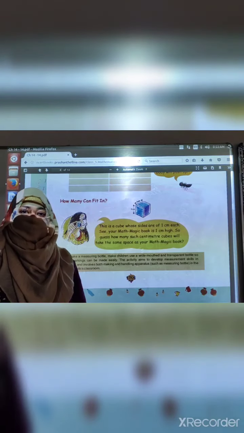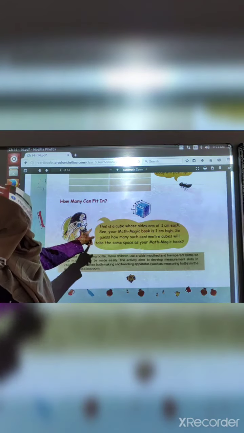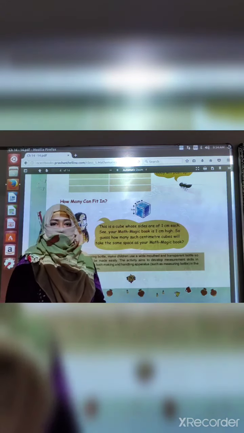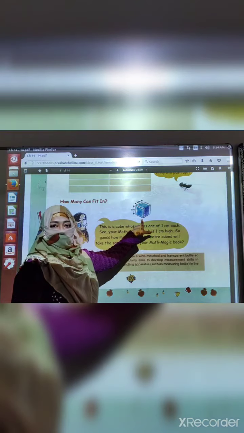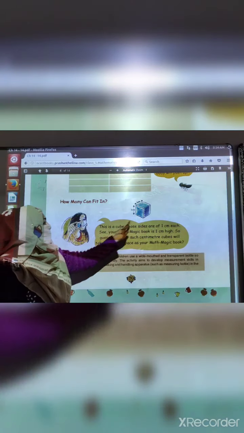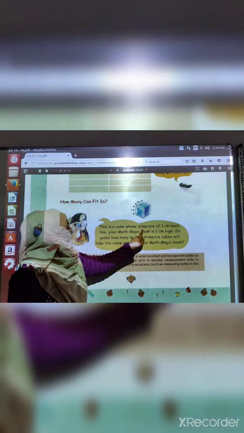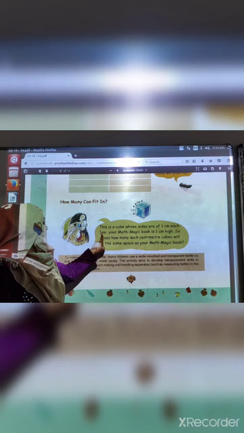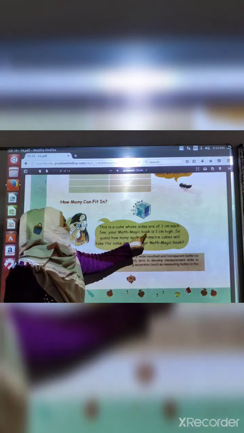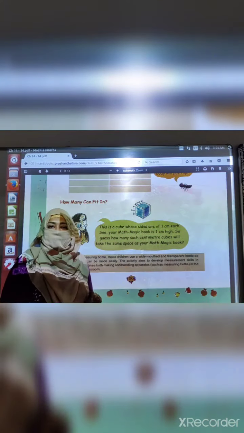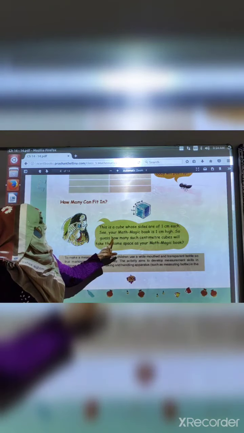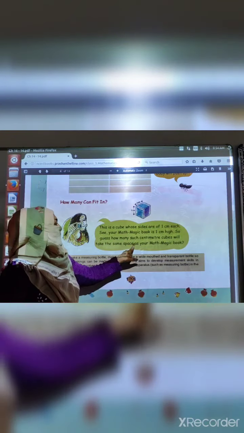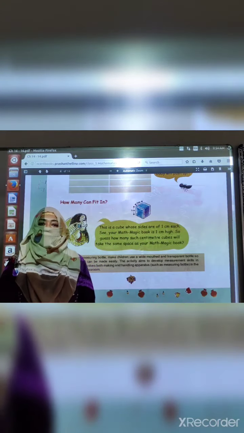So we are going to continue today with the "how many can contain" topic, in which I will be explaining to you what is a cube. This is a cube whose sides are of 1 centimeter each. See, your mathematics book is 1 centimeter high. So guess how many such centimeter cubes will take the same space as your maths magic book.